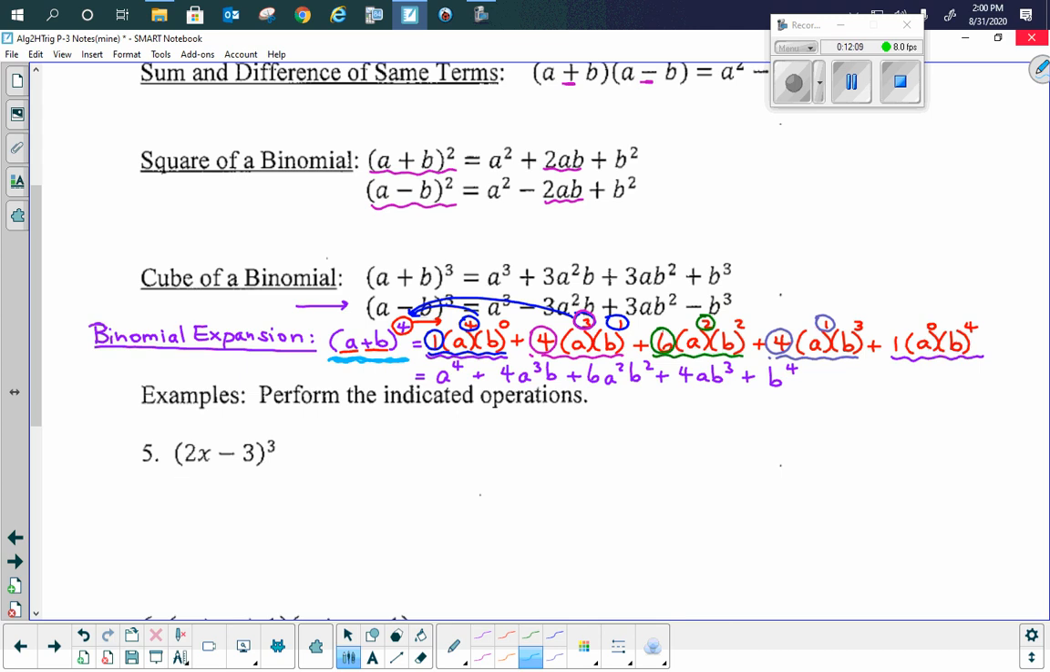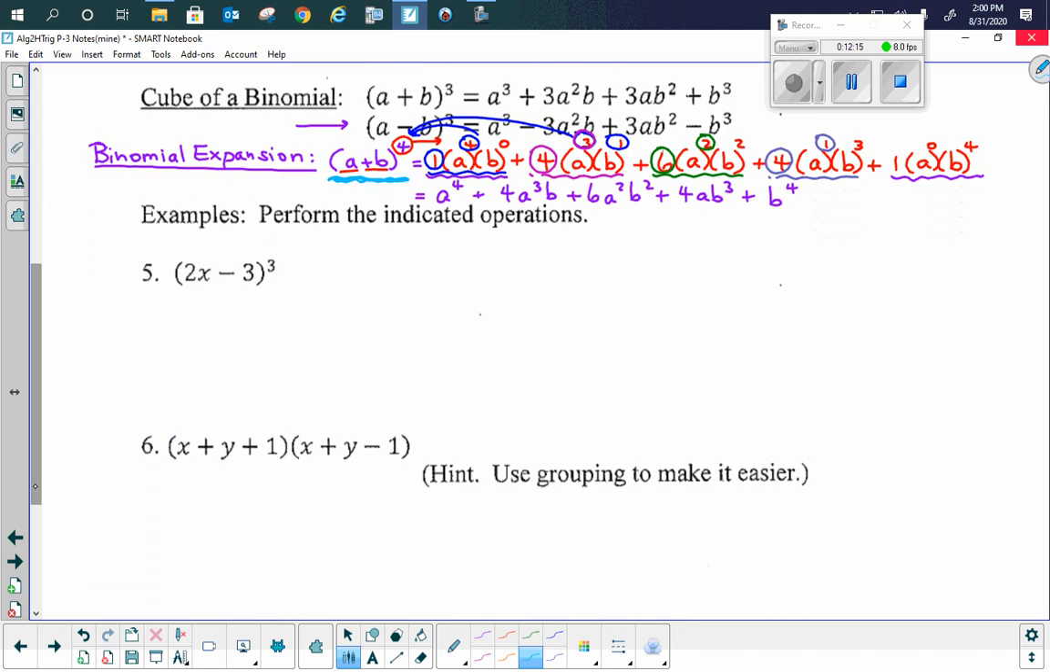Okay, so why don't you try the binomial expansion on number 5. If you want to turn off the video and try that yourself, I think that would be a good test for you. And then let's see where we can go from there.